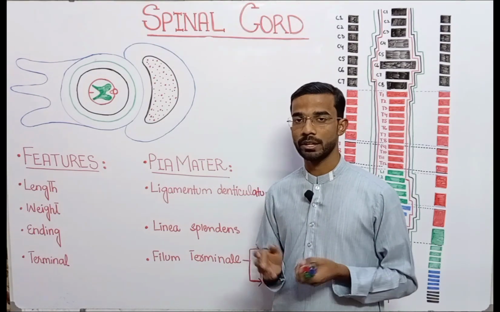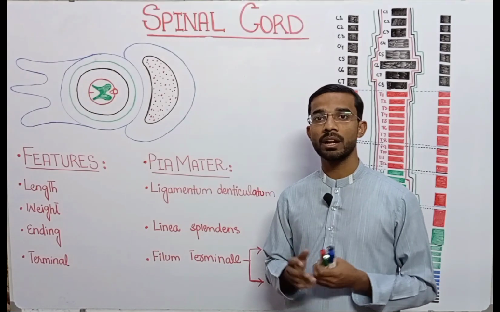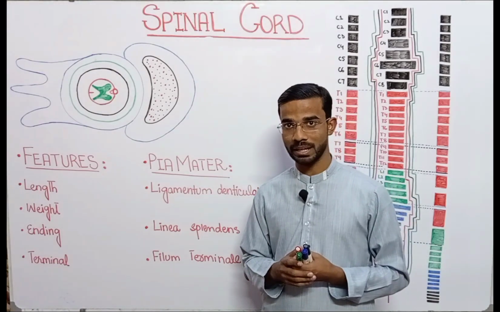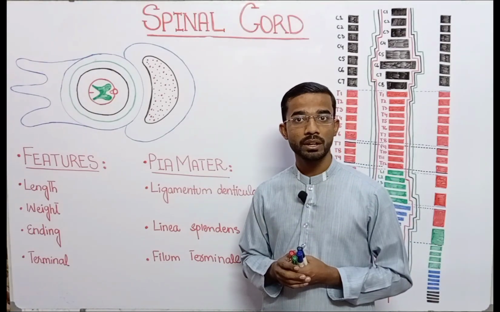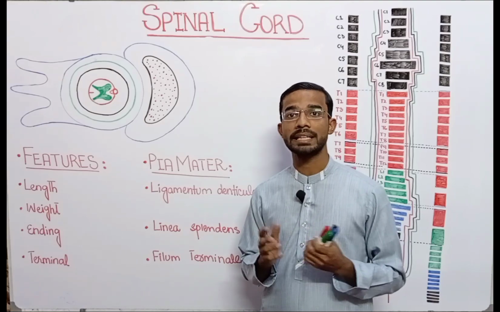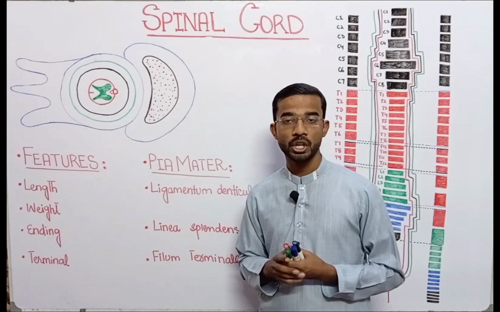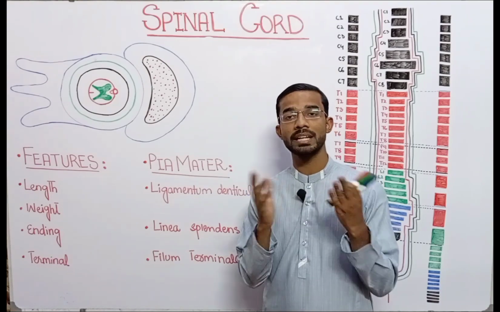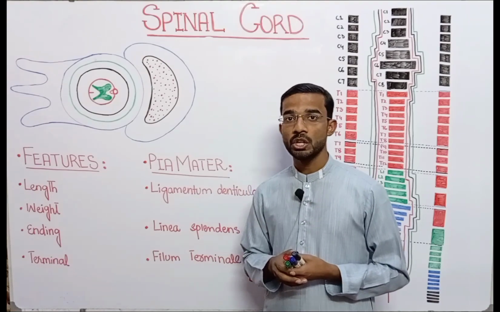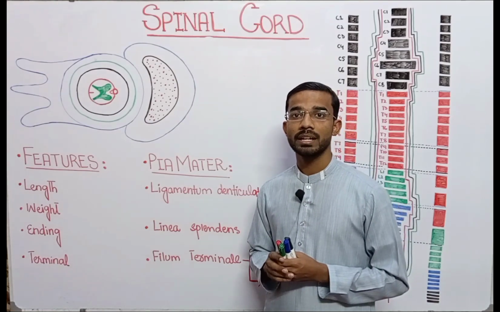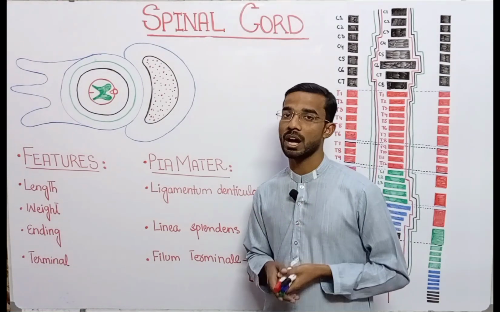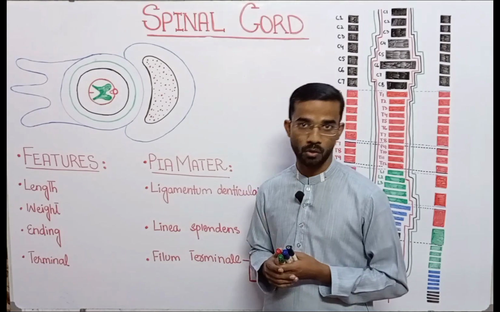In our body, there are a lot of different protective mechanisms which protect the different organs, like the ribs which protect our internal organs like the lungs and the heart. Same here, the brain is protected by the cranium, and the spinal cord is also protected by the vertebral column.